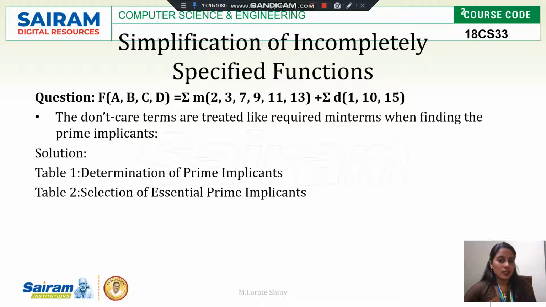There are two tables. First table, in first table we will find the prime implicants. In the second table, from the list of prime implicants we will choose the essential prime implicants. So first we will make table 1, determination of prime implicants.